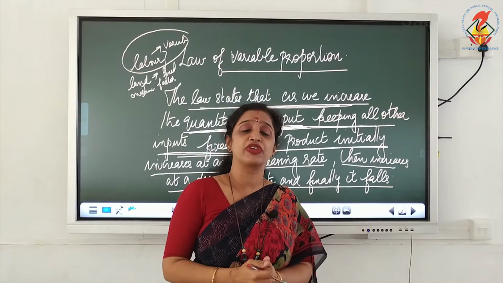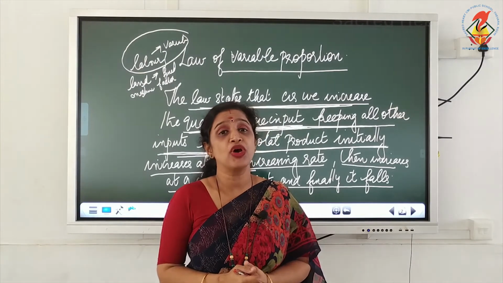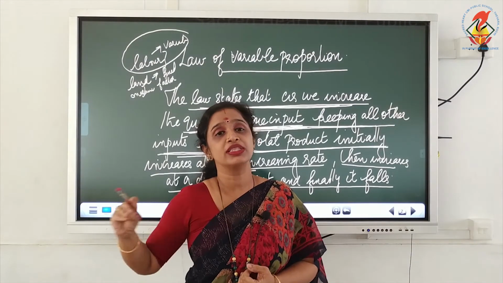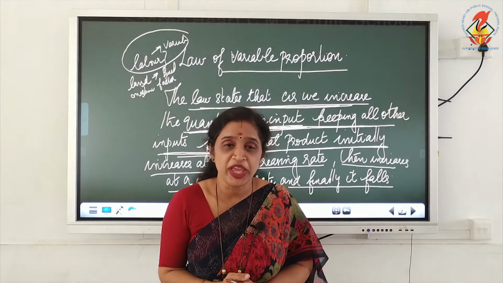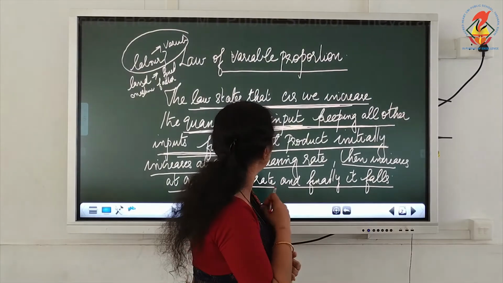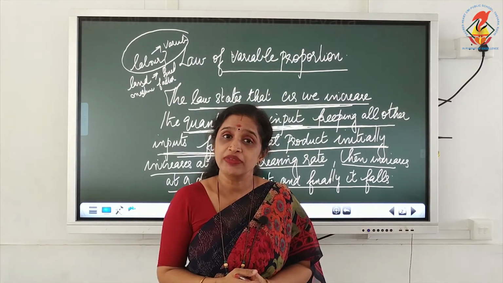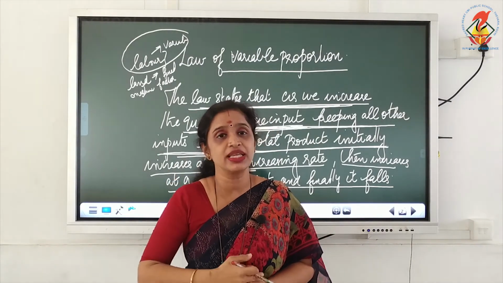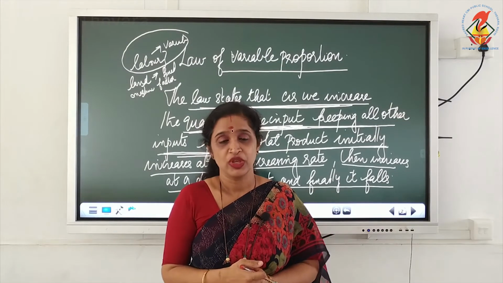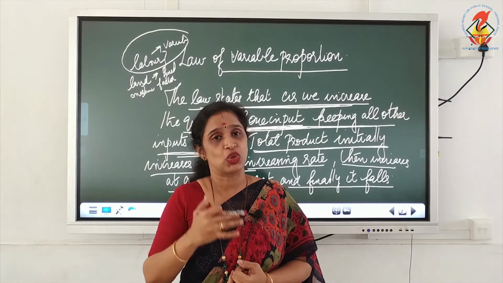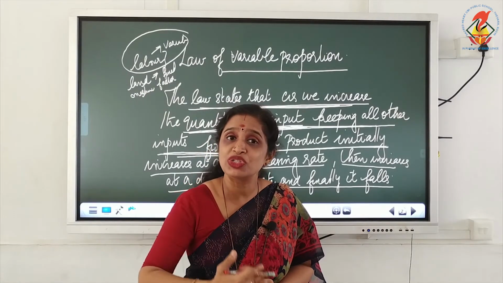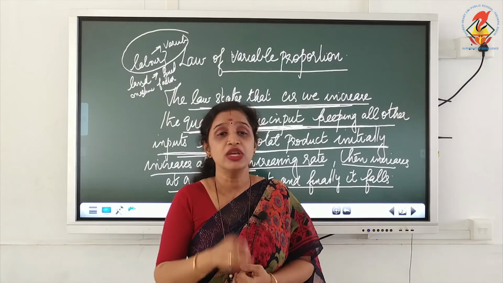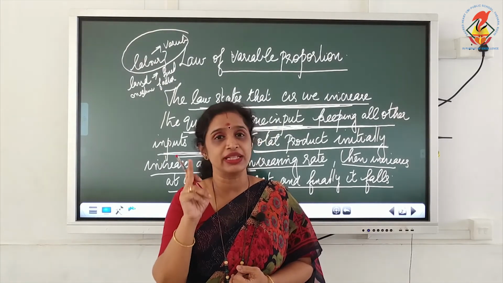So what is the behavior of total productivity when the quantity of one input, the variable input, is increased by keeping all other factors, such as fixed factors, constant? What happens to the total productivity in that situation? The total productivity will initially increase at an increasing rate, then increases only at a decreasing rate, and finally it falls. So automatically when TP is showing a change, marginal productivity also will change accordingly. Now we have learned about the relationship between total productivity and marginal productivity in the second video.